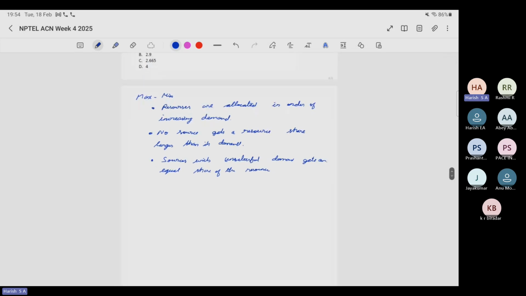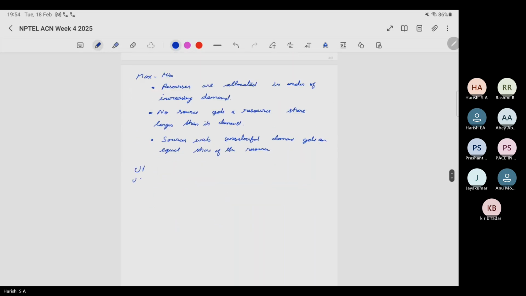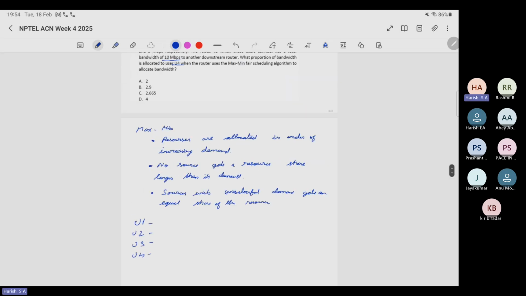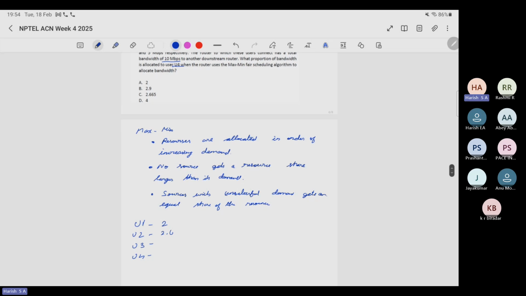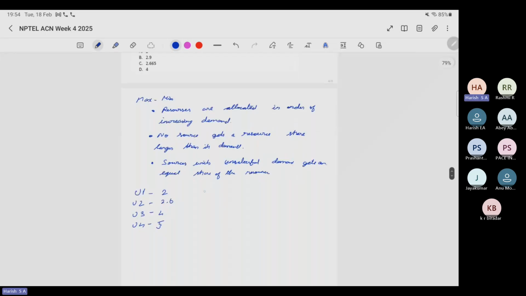So given these particular capacities, what are the capacities here? Required is: U1, U2, U3, U4. U1 has asked for 2, then 2.6, 4, and 5. All the units are in Mbps, so I'm not writing the units separately. So step 1, you need to calculate the capacity, the amount of available bandwidth as per fair allotment. So by fair allotment, capacity is 10 Mbps divided by 4, which is exactly 2.5.